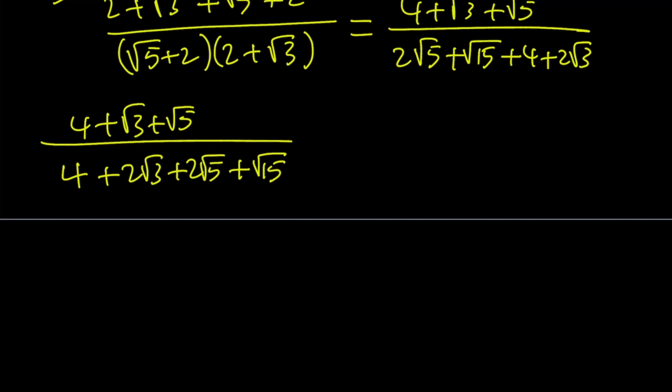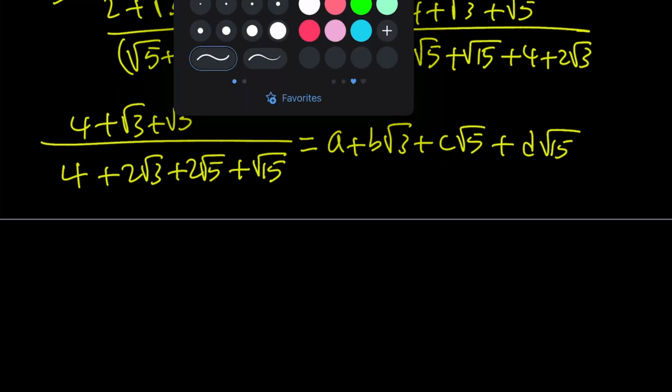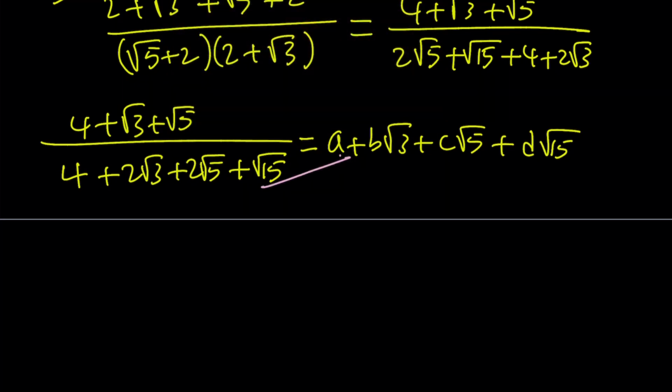Now, this is a radical expression, and I'm hoping that it can be simplified and turned into a similar radical expression, which contains the following: a plus b root 3 plus c root 5 plus d root 15. Now here, a, b, c, d are rational numbers, and they can also be 0. So we're going to do the following. Next, we're going to cross multiply and set the product equal to this. And then from there, we're going to get something like this.